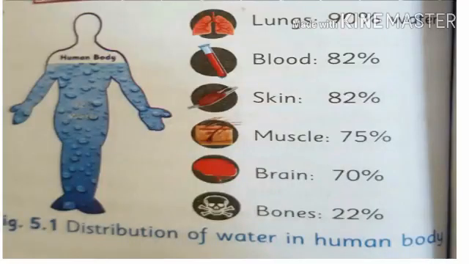We will see that next, but before going towards that, let's discuss here again the distribution of water in the human body. Almost 90% of the lungs is water, and in our blood 82% is water. Skin 82%, and muscles you can see 75% water. In the brain 70% is water, and 22% in bones is water. And the whole human body, you can see, is 70 to 72% water.